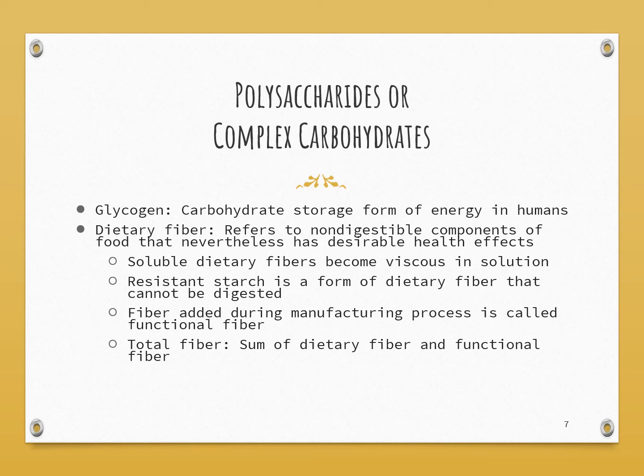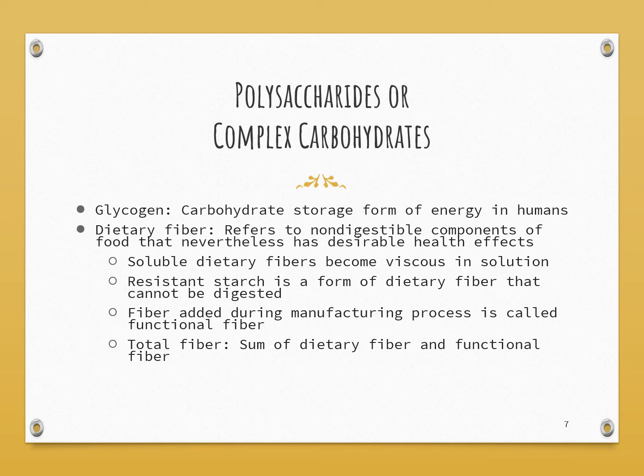And then a resistant starch is a form of dietary fiber that cannot be digested, as we talked about. Fiber added during the manufacturing process is called functional fiber. Typically, they will add in that digestible fiber, which can be a good thing. And then the total fiber is the sum of dietary fiber and functional fiber.